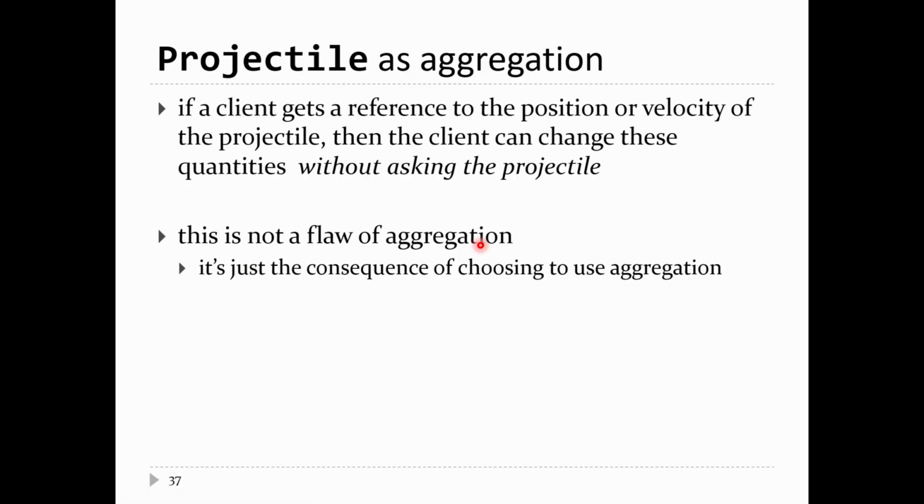And you might think that's weird. Well, it kind of looks weird, but it's not. There's no error here. There's no flaw in our implementation. It's simply a consequence of choosing to use aggregation. So you have to understand that when you're using aggregation, you are basically saying your object is willing to share its internal state with everybody else.